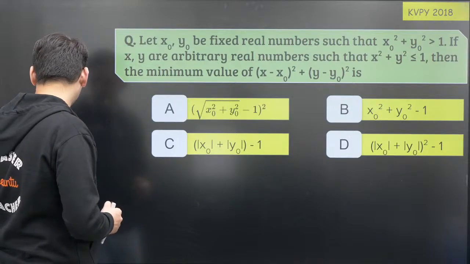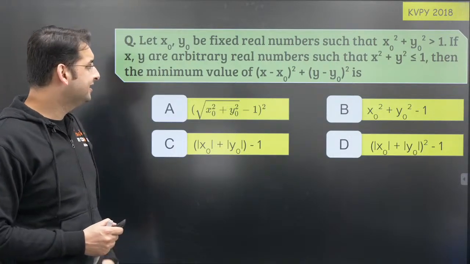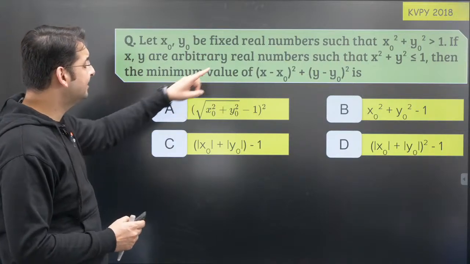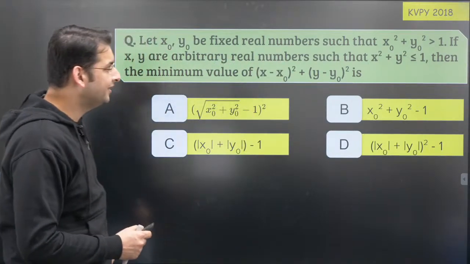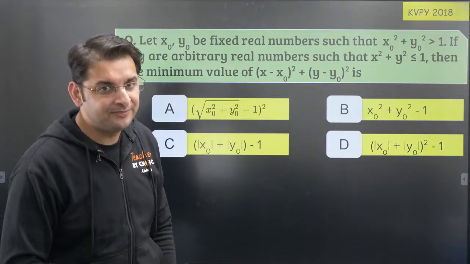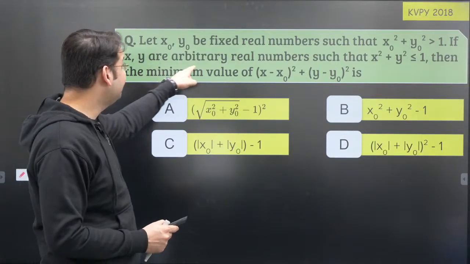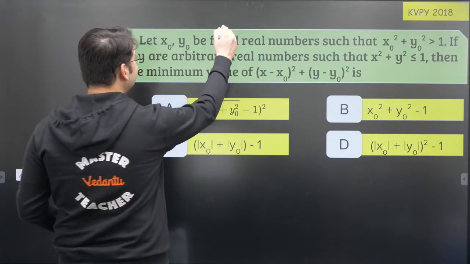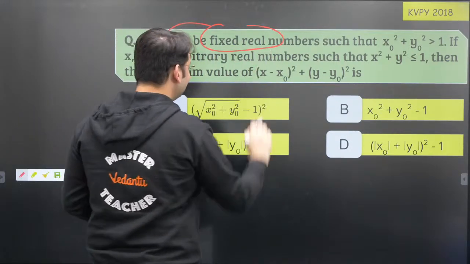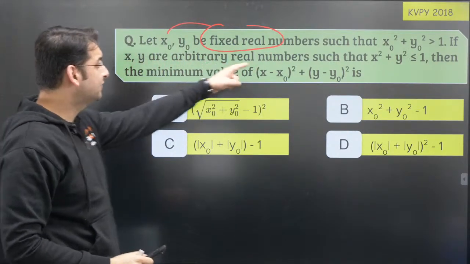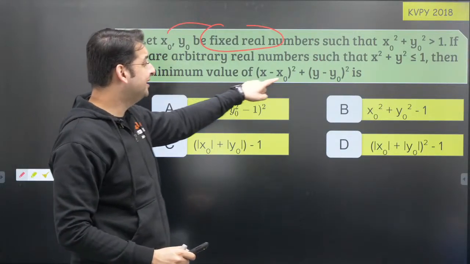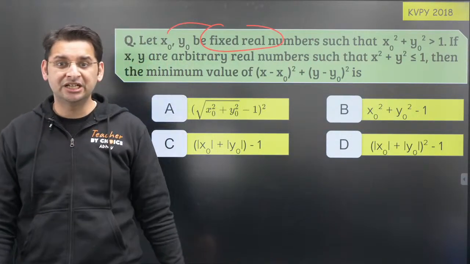So let us see if you are able to do this, guys. X0 and Y0 are fixed real numbers such that X0 square plus Y0 square is greater than 1. If X and Y are arbitrary real numbers, so these are the fixed constants, and X and Y are arbitrary real numbers such that X square plus Y square is less than or equal to 1, then the minimum value of X minus X0 whole square plus Y minus Y0 whole square.